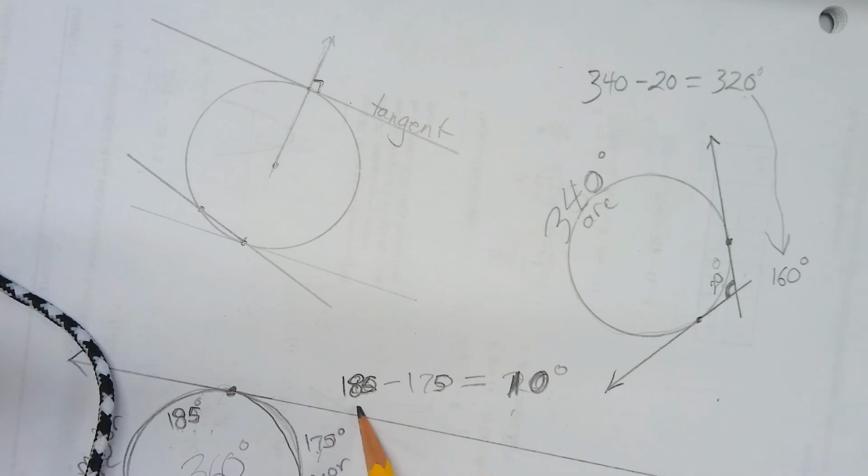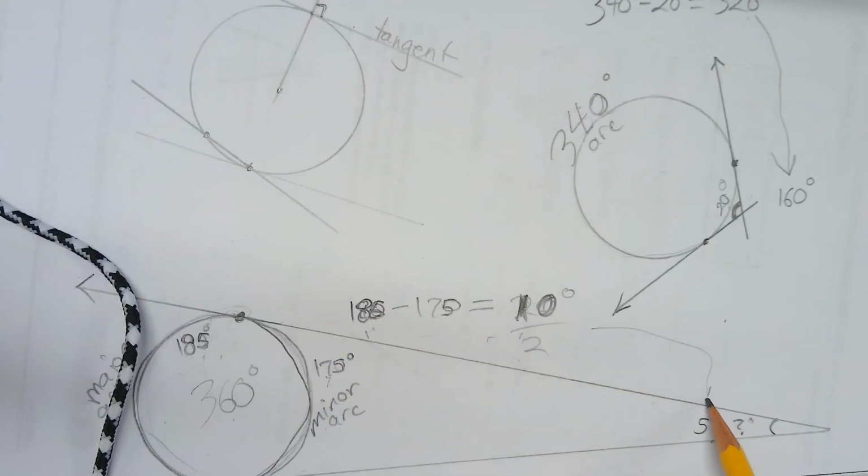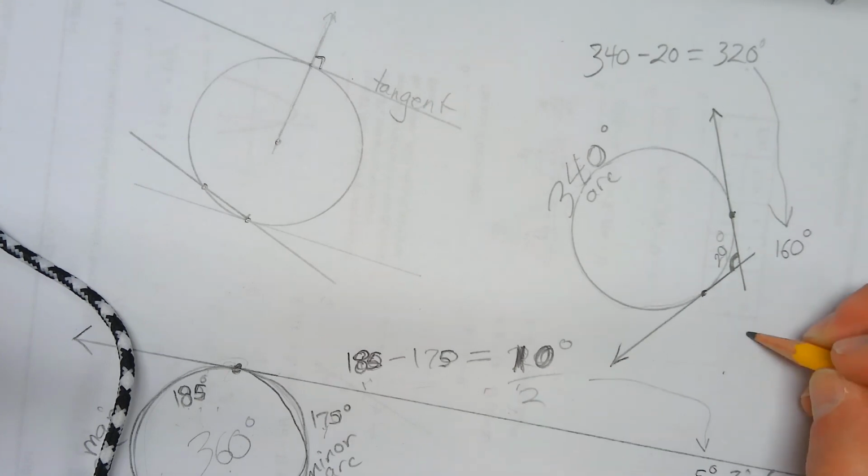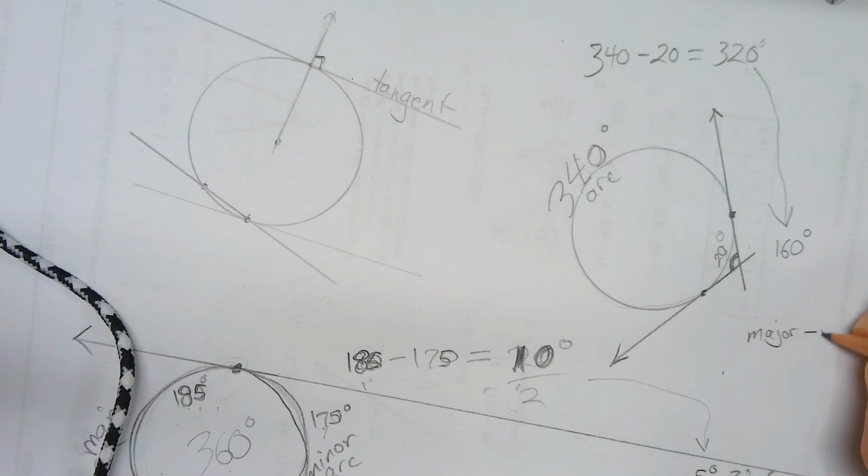If we subtract the major arc and the minor arc, we get 10 degrees. But then if we divide it in half, then we would get our 5 degrees. So that is the formula. It's the major arc minus the minor arc, divided in half.